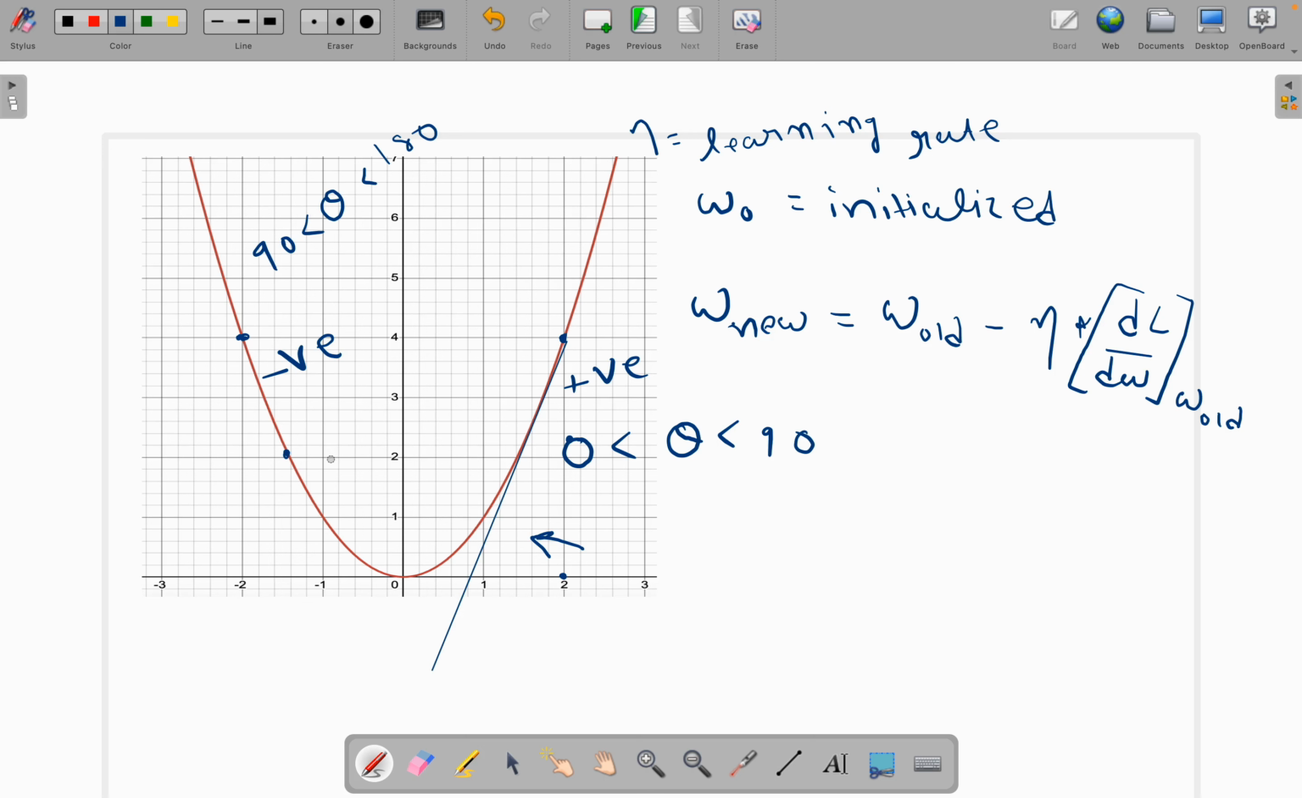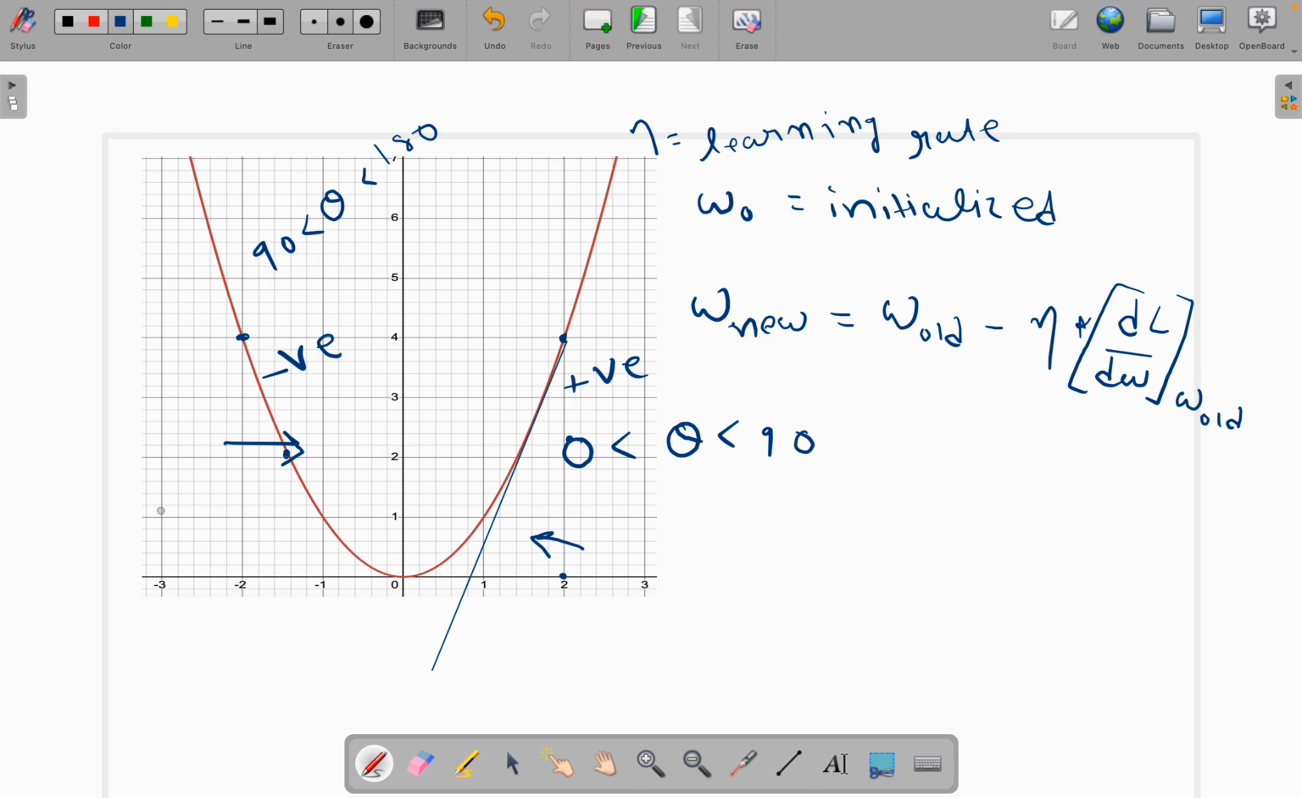Then what kind of value will we receive? We will receive a negative value, right? So if we receive a negative value here, the negative will become plus, and we are adding something to W, right? So we have to move in this direction, right? We are adding something to W, so W will contain a larger value than W old, right?